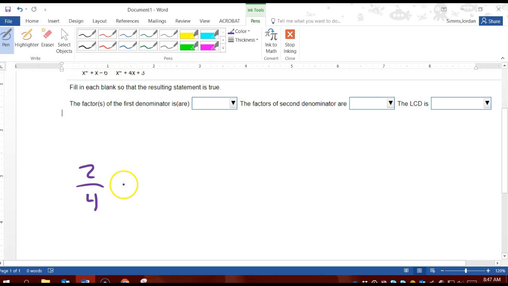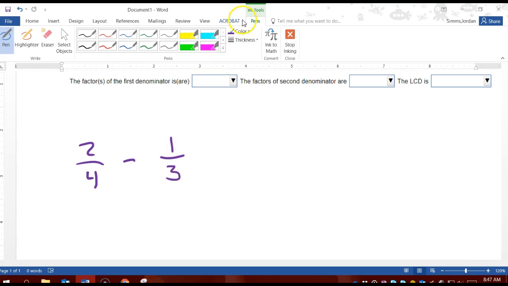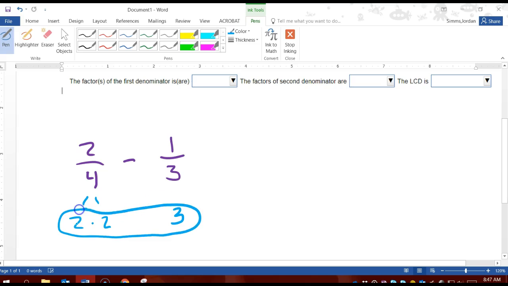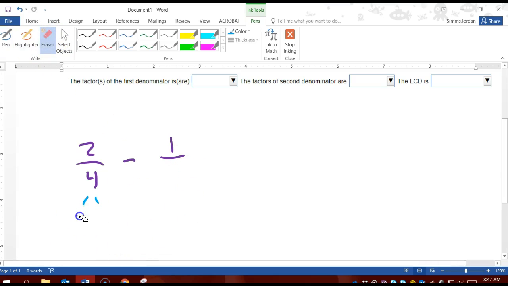Say we have 2/4, and we're going to subtract that from 1/3. Okay? So if we were doing that, we have to come up with a common denominator here. So let's factor out 4. 4 breaks down into 2 times 2, and 3 just breaks down into 3. So then what we do is we basically just smash them all together. 2 times 2 is 4, 4 times 3 is 12. That's our LCD.